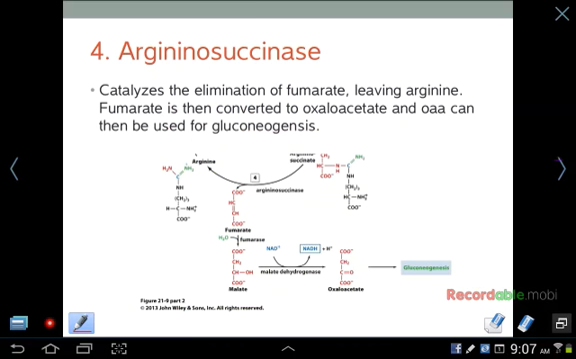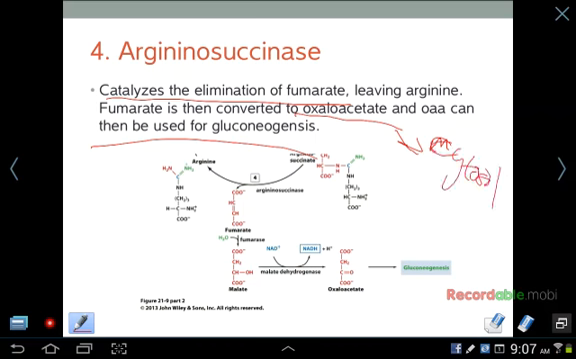Alright, and number 4, argininosuccinase catalyzes the elimination of fumarate, leaving arginine. Fumarate is then converted to oxaloacetate, and then oxaloacetate can be used for gluconeogenesis. Because remember, we are outside of the mitochondria, in the cytosol at this point. So this would be easily usable and accessible oxaloacetate for gluconeogenesis.